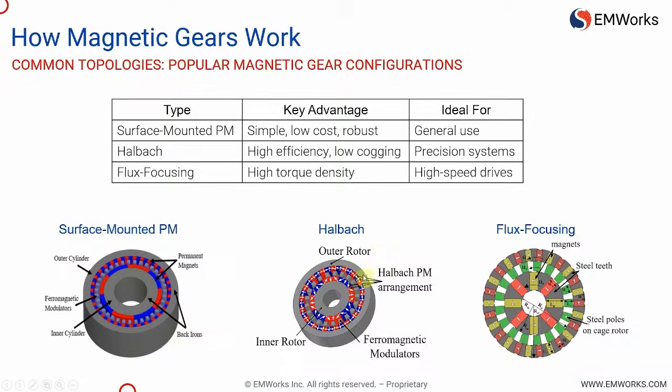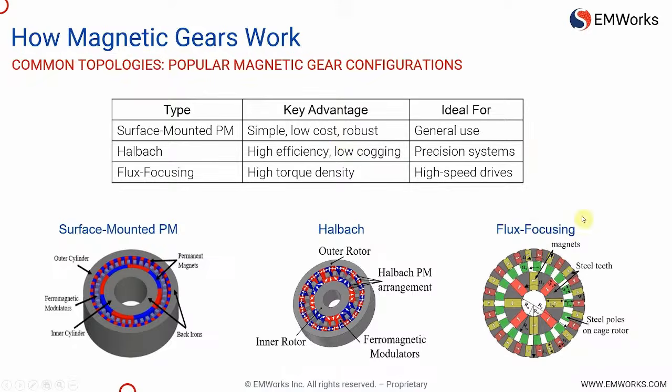After that, the Halbach structure was proposed, in which instead of using a whole piece of magnet, we divide it into several permanent magnet pieces with different magnetization directions. This technique provides a more sinusoidal flux density in the air gap, which results in higher efficiency and low cogging torque in the operation of the magnetic gear. Since the quality of torque transmission is highly improved, this structure is very appropriate for precision systems.